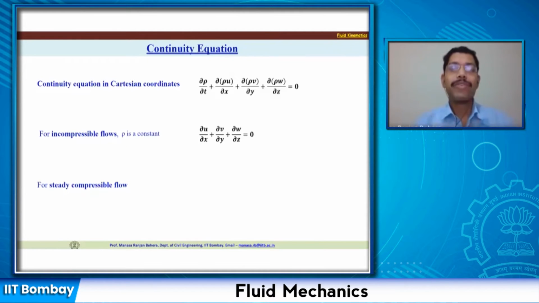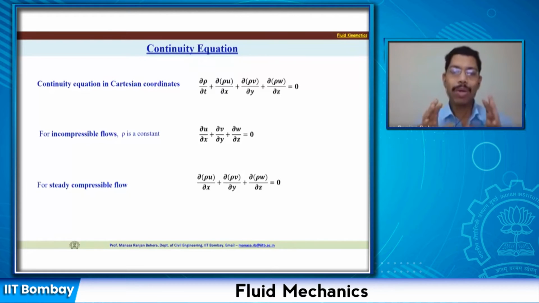But if it is steady, that means there is no change of the flow properties in time. We have already discussed that, isn't it? So if there is no change in the flow property in time, what will happen to the dou rho by dou t term? The derivative of rho is going to be 0. There is no change, so it is 0. So the equation is going to become dou rho u by dou x plus dou rho v by dou y plus dou rho w by dou z equals to 0.